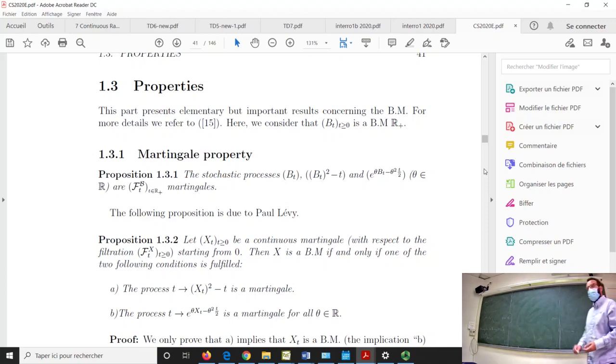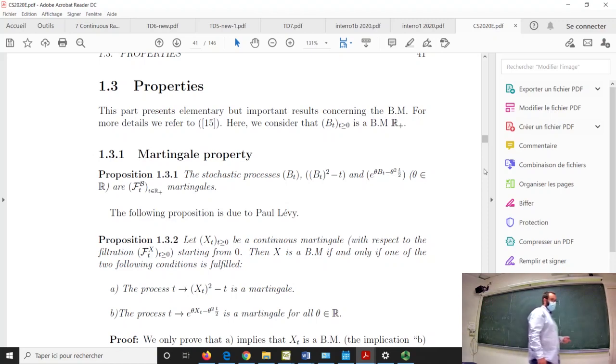So first of all, remark that all of these processes are functions of B_t, so they are F_t^B measurable. So I have adapted processes here. In the definition of a martingale with respect to a filtration, I need to be adapted to the filtration. It's exactly what I have. B_t, of course, is adapted to its natural filtration, but here B_t squared minus t is just a mapping of B_t, and here also a mapping of B_t, so all of them are F_t^B measurable. So they are adapted.